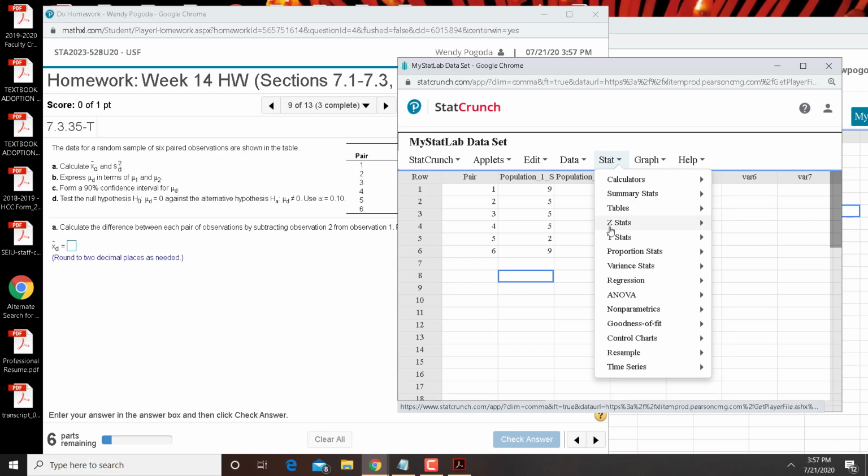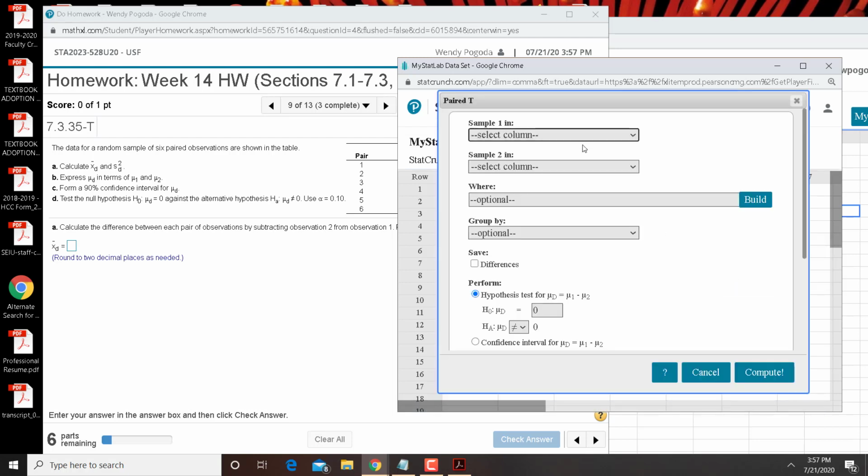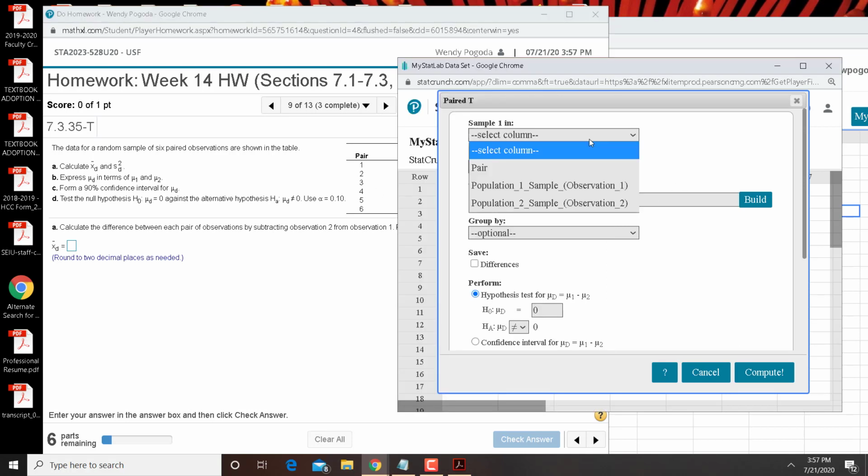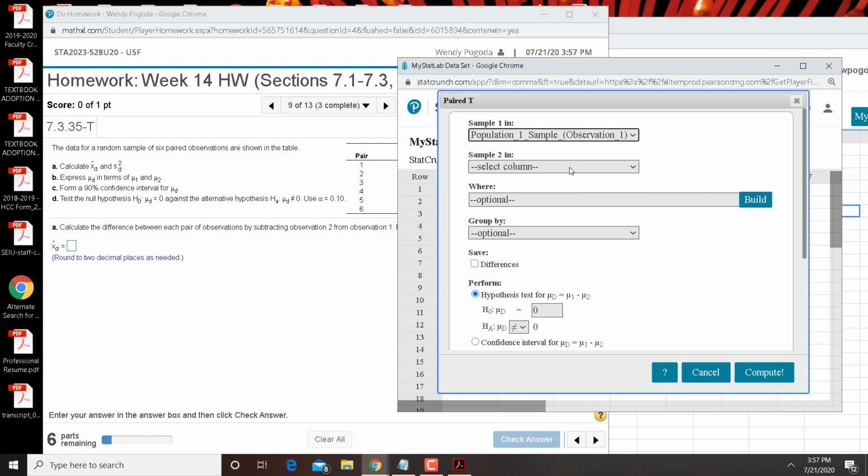I'm going to go to Stat, T-Stats, but I'm going to select Paired, because the idea is we have paired samples. We have 6 pairs. It says here that we should subtract observation 2 from observation 1. So in other words, mu1 minus mu2 is what we're looking at here. So my first sample is going to be population 1, and my second one is going to be population 2.